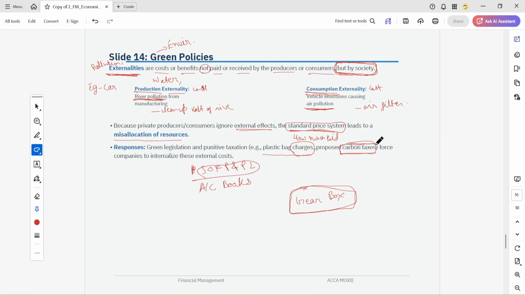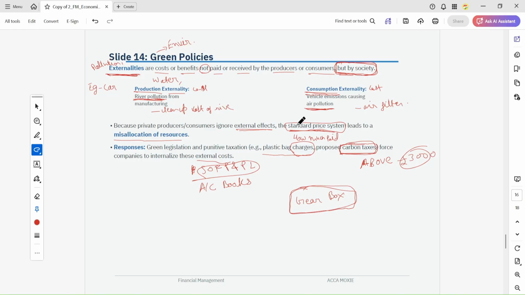When you emit high pollution, the government will put a carbon tax on your company, on your factory, that if you emit above a certain level, you have to pay, for example, 3000 GBP for the above-limit emission of pollution. So that 3000 must be accounted for in the external cost in the books of accounts. Okay, so that is the response of the government.